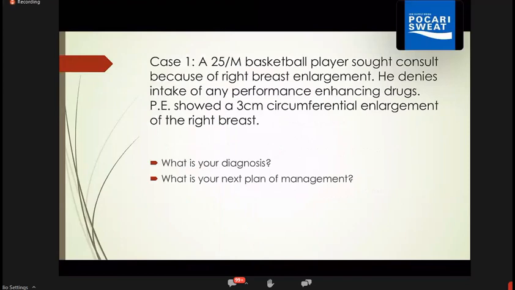Okay, may case tayo, no? You can answer na lang sa chat box. Case 1 is we have a 25-year-old male basketball player or an athlete who sought consult because of a right breast enlargement. He denies any intake of any performance-enhancing drugs. On PE, showed a 3 centimeter circumferential enlargement of the right breast. What is your diagnosis? Paki-read na lang, di ko kasi nakikita. And what is your next plan of management?